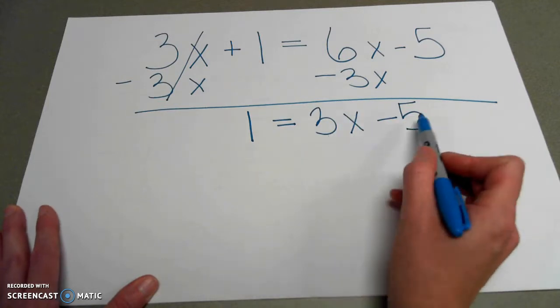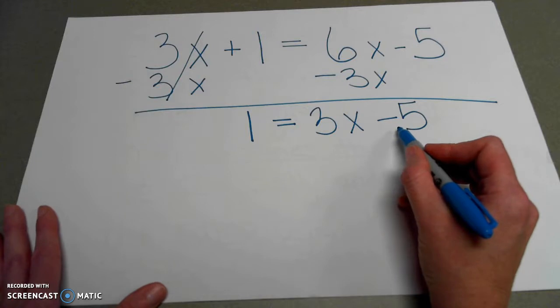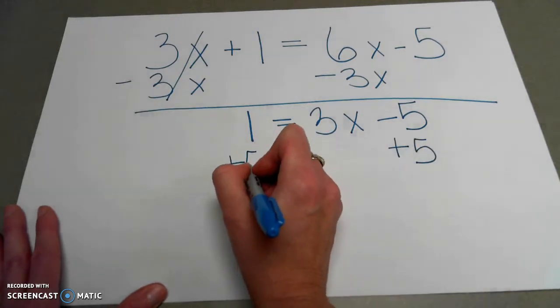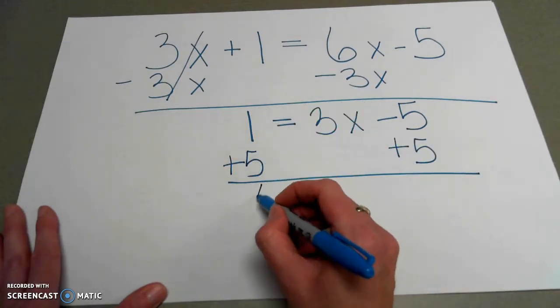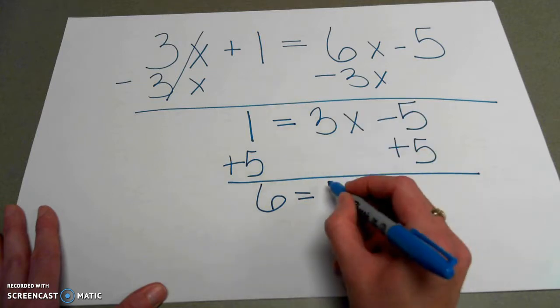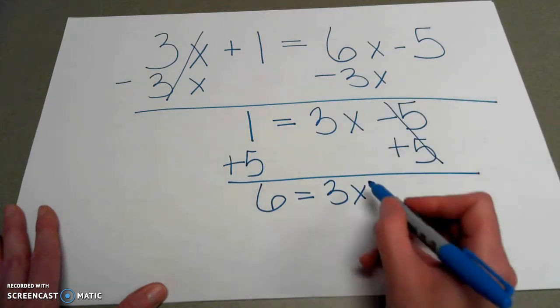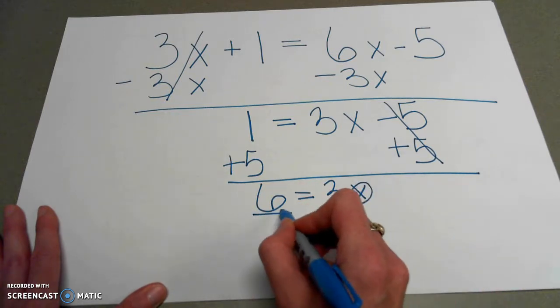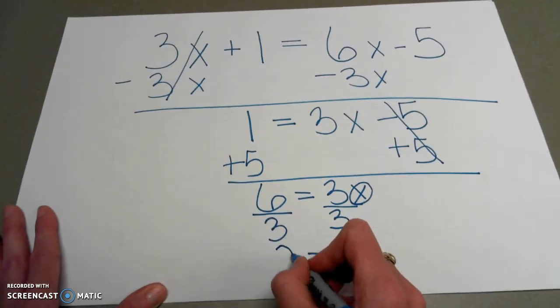Now, I have to look at this side. Here's where my variable is at. So my subtracting 5 has to be canceled first. So I'm going to do the inverse operation. I'm going to add 5 to both sides. So 1 plus 5, 6 equals 3x because your 5's canceled out. Your variable is still not by itself, so we have to divide both sides by that number. So you're going to be left with x is equal to 2.